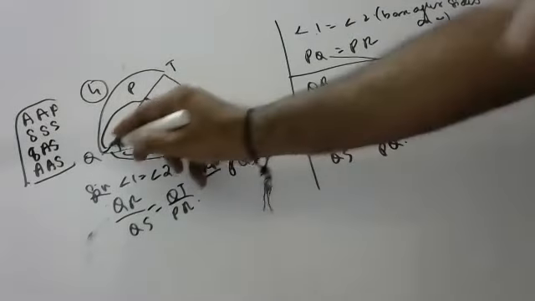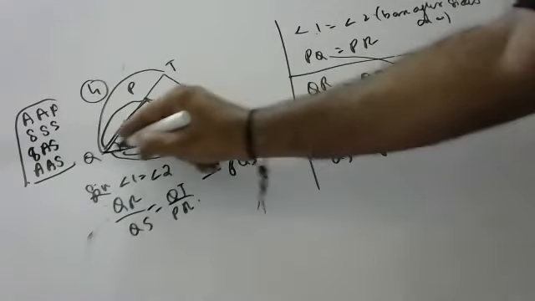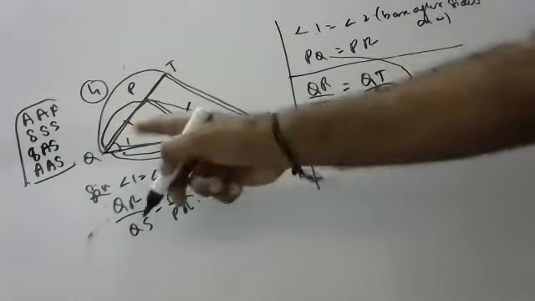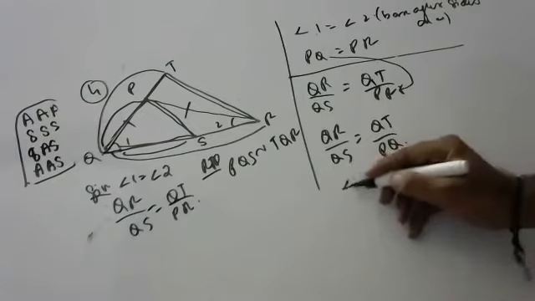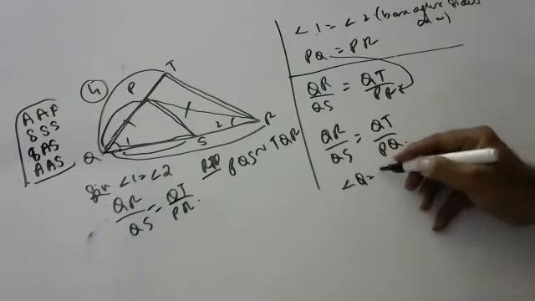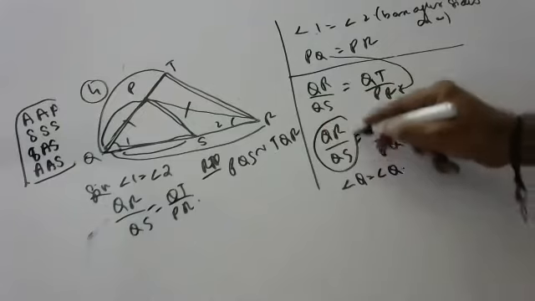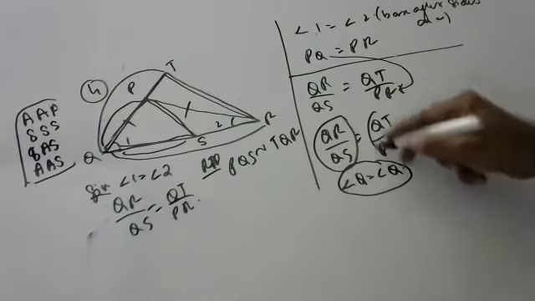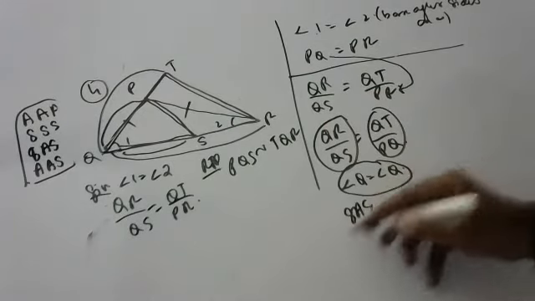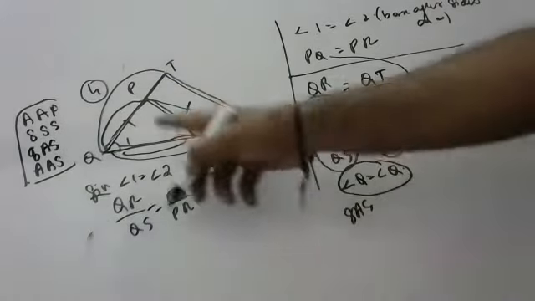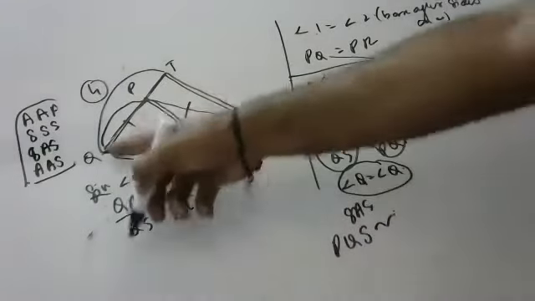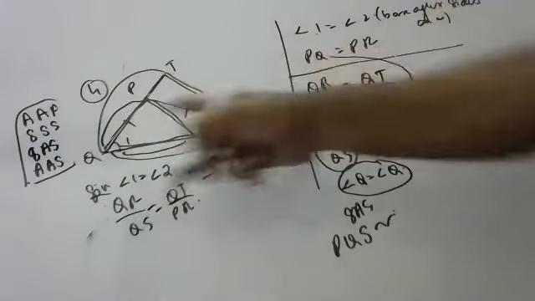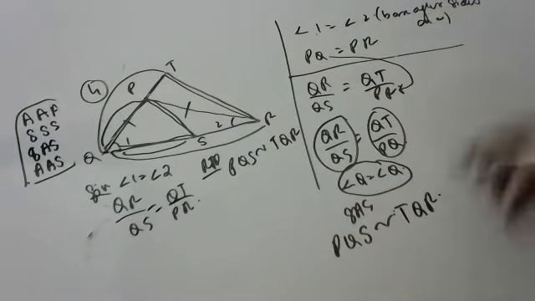This is the small triangle. This is the big triangle. In the small triangle and big triangle, which is the common angle? Angle Q is the common angle in both of them. So by SAS, we can say that PQS is similar to TQR. You should understand, children.